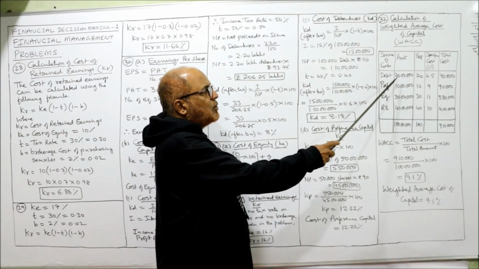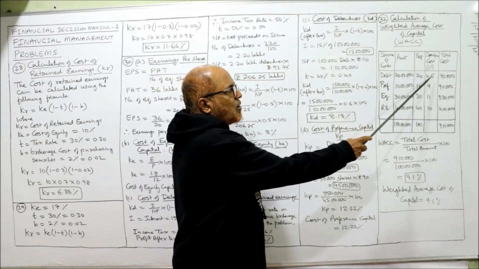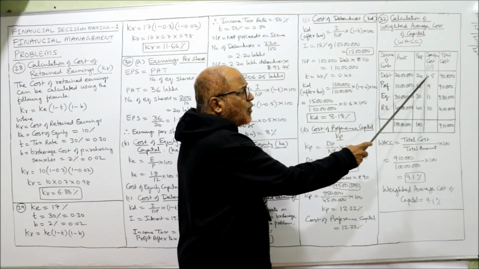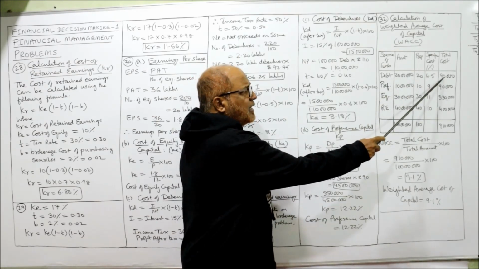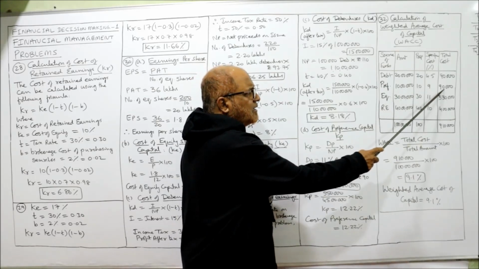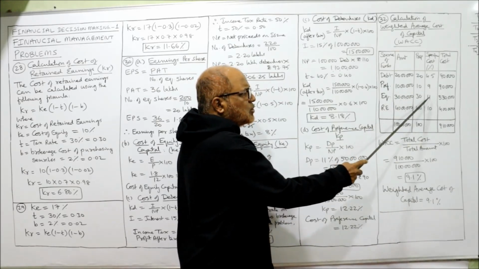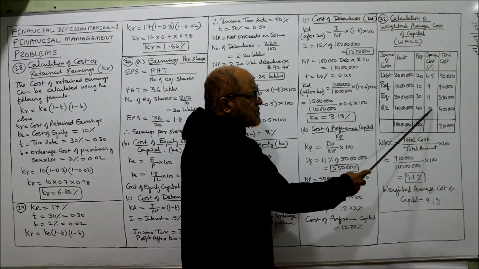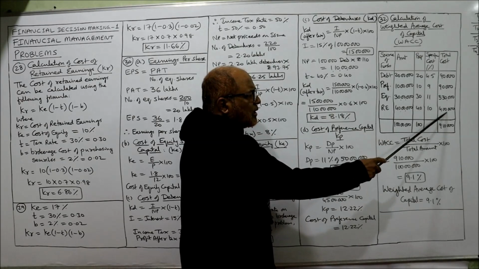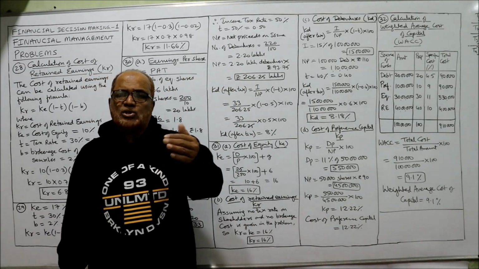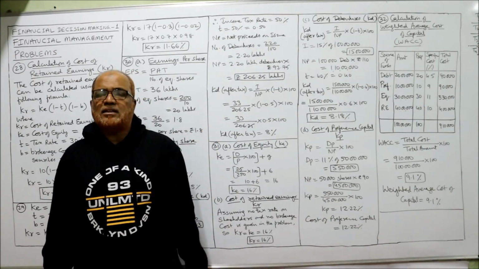What is the amount here? 20 lakh. What is the specific cost? 4.5. So 20 lakh into 4.5%, you will get 90,000. 10 lakh into 9%, you will get 90,000. 30 lakh into 11%, 3 lakh 30,000. 40 lakh into 10%, 4 lakh. Take the total of the cost, 9 lakh 10,000. The total cost is 9 lakh 10,000.